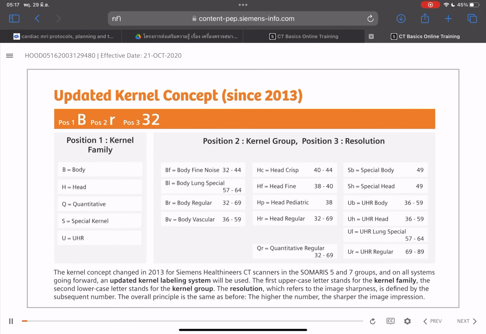The kernel concept changed in 2013 for Siemens Healthineers CT scanners in the SOMATOM 5 and 7 groups. On all systems going forward, an updated kernel labeling system will be used. The first uppercase letter stands for the kernel family. The second lowercase letter stands for the kernel group. The resolution, which refers to the image sharpness, is defined by the subsequent number. The overall principle is the same as before: the higher the number, the sharper the image impression.